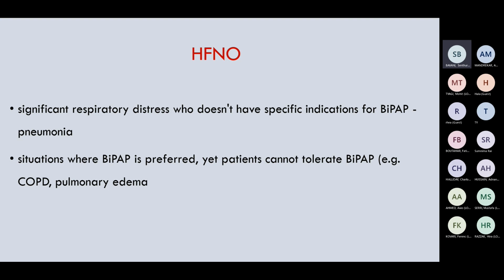In high flow nasal oxygen, the patient has significant respiratory distress but doesn't have a specific indication for BiPAP. We can use high flow nasal oxygen to maintain oxygenation, especially in pneumonia patients. In situations where BiPAP is preferred but the patient can't tolerate it, especially COPD or pulmonary edema, we can use high flow nasal oxygen.